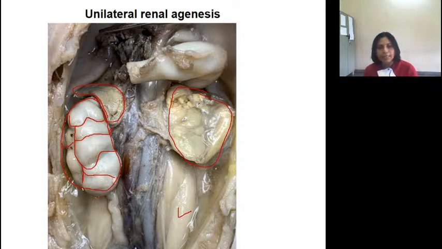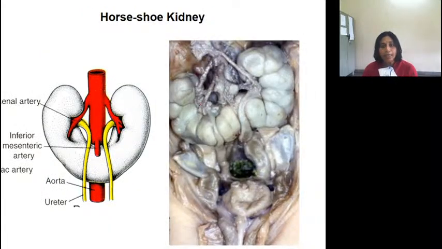So this is an example for the unilateral renal agenesis. Then another condition is called the horseshoe kidney. So here in this horseshoe kidney, what happens? The lower poles of both the kidneys will fuse with each other, and the kidneys also fail to rotate. So the ureters will be faced anteriorly. So the hilum of the kidneys will be looked anteriorly, and the lower poles of the kidneys will be fused.